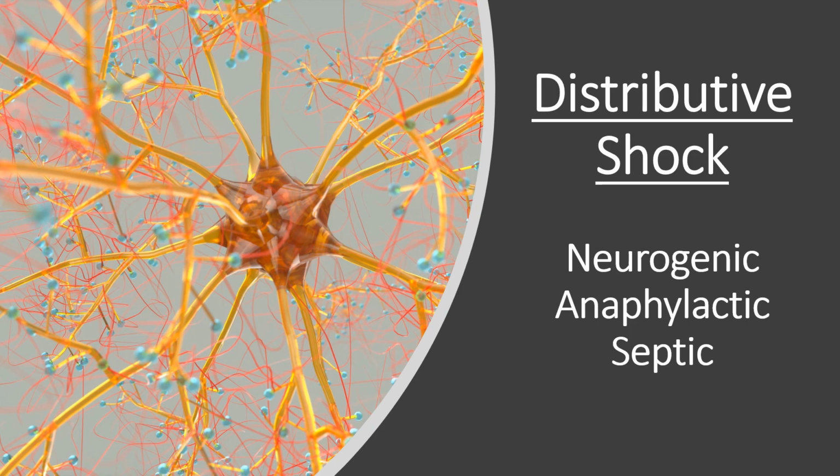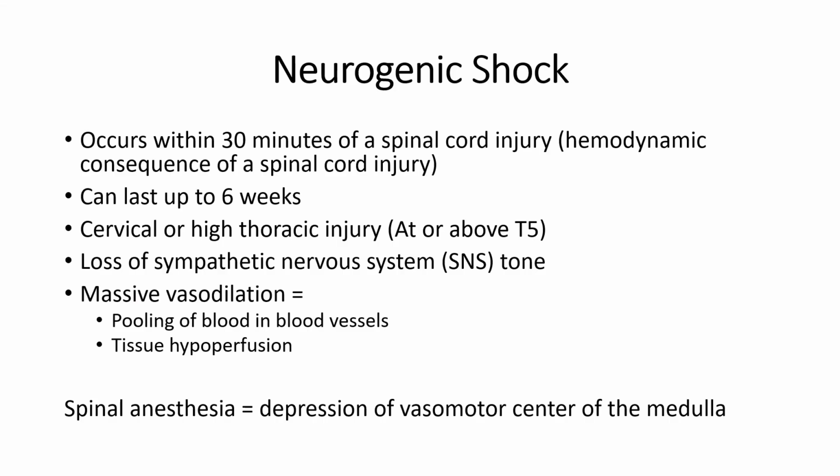So that is hypovolemic shock, and we're moving on to distributive shock, which actually has 3 different subtypes. So we're going to talk about neurogenic, anaphylactic, and septic shock, and these all fall under distributive shock. Okay, so the first type of shock under distributive shock that we're going to talk about is neurogenic shock.